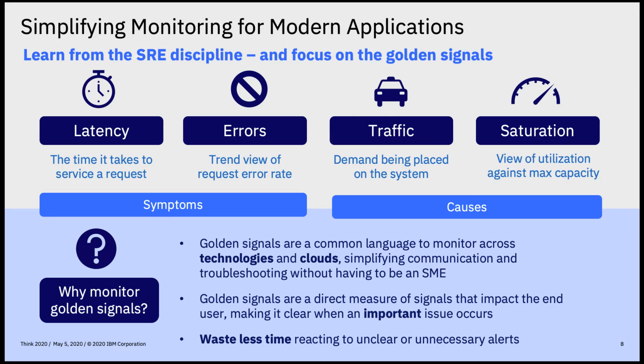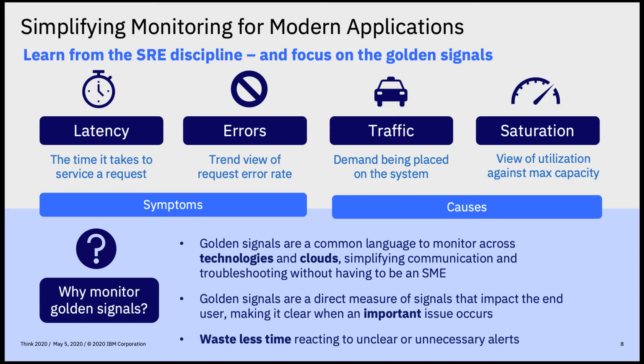So the 4 golden signals are latency, errors, traffic, and saturation. And if we're looking at a service and it's showing problems related to latency and errors, those are typically seen as symptoms of a problem. It doesn't mean that the root cause of the performance problem for your application is with this service.